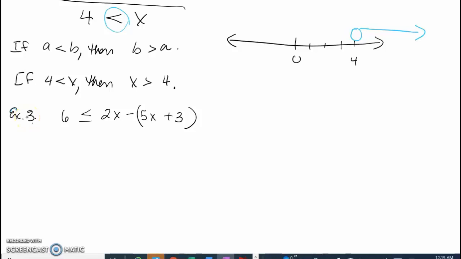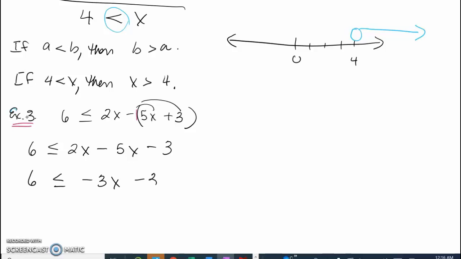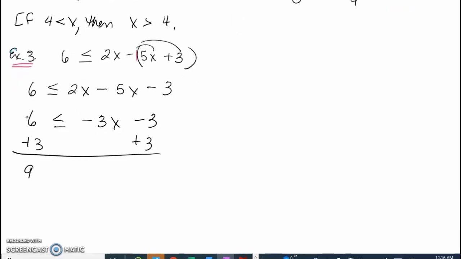Okay, so the solution for example 3. First thing we want to do is distribute by that -1. So we wind up with 6 less than or equal to 2x minus 5x minus 3. I distributed by that -1. Collecting like terms on the right side, I get 6 is less than or equal to -3x minus 3. It's legal to add 3 to both sides, and it maintains the true inequality that we started with. And we get 9 is less than or equal to -3x.